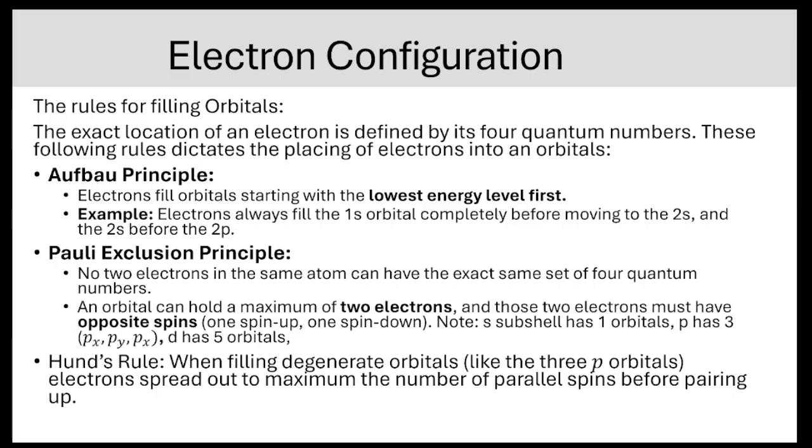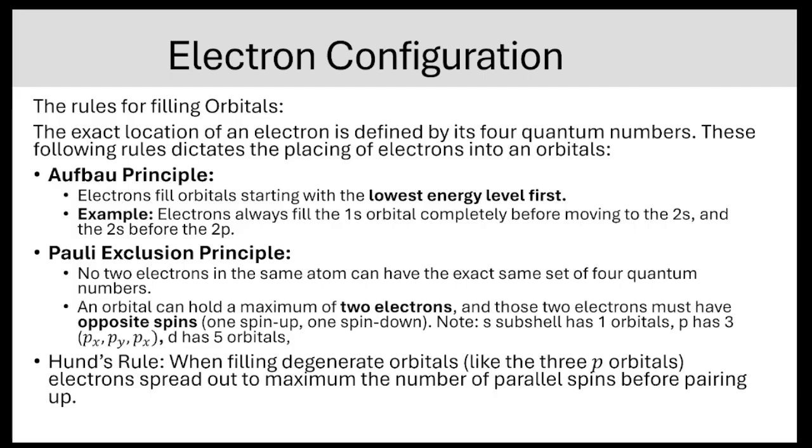And then we have the Pauli exclusion principle, and it states that no two electrons in an atom can have the exact same set of four quantum numbers. It also means that each orbital within a subshell holds a maximum of two electrons, and they must have opposite spin. So if one is spinning down, the other electron within the same orbital should spin up.